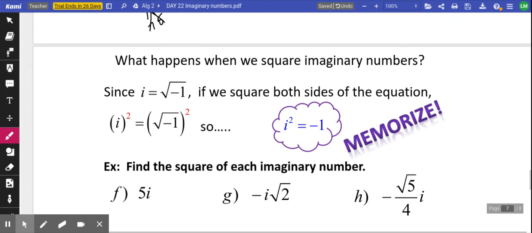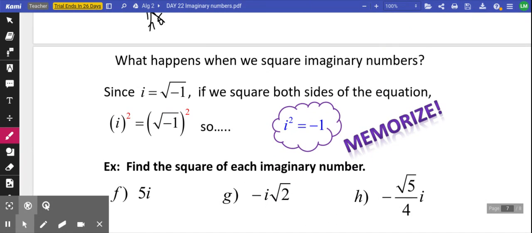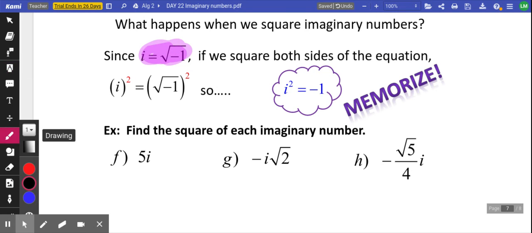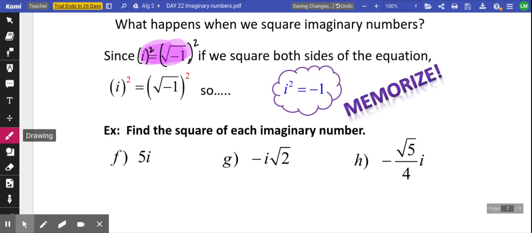So let's take a look at operations with imaginary numbers. All right, you might remember, because you have it written down, that i equals the square root of negative 1. Now, if we square the square root of negative 1, you might remember that the square root and squared kind of undo each other. So therefore, we get i squared equals negative 1. Okay. If we square both sides, this undoes it. i squared equals negative 1.